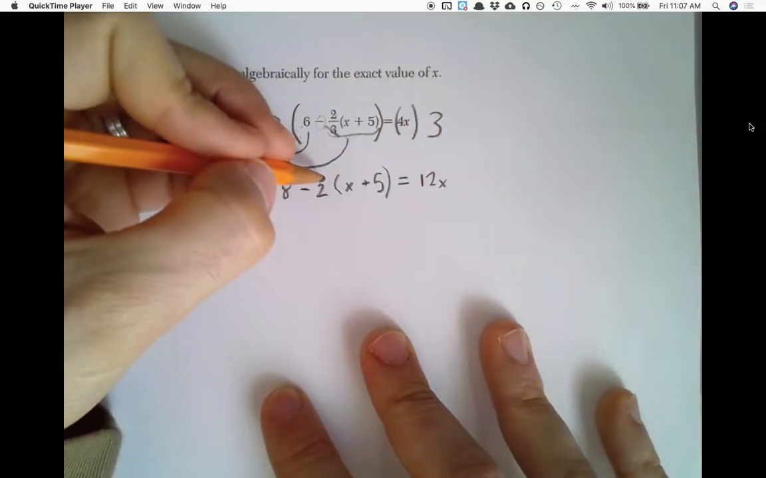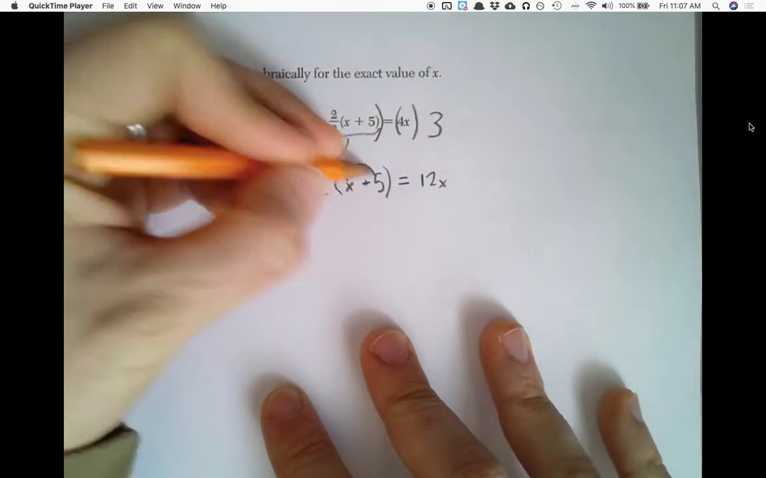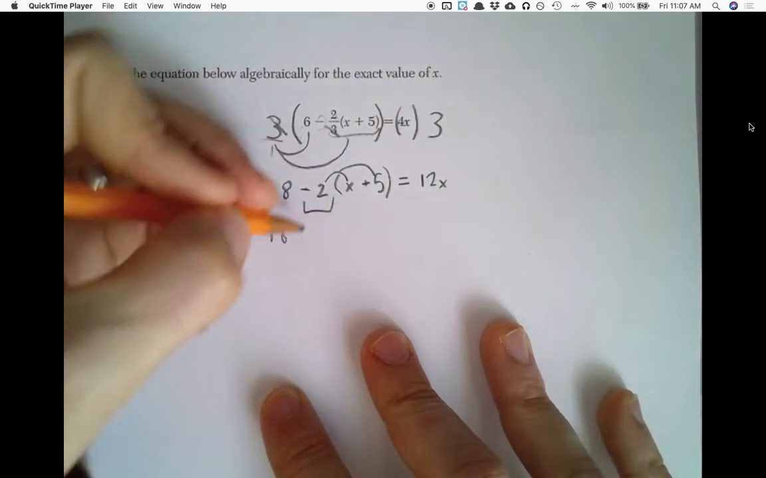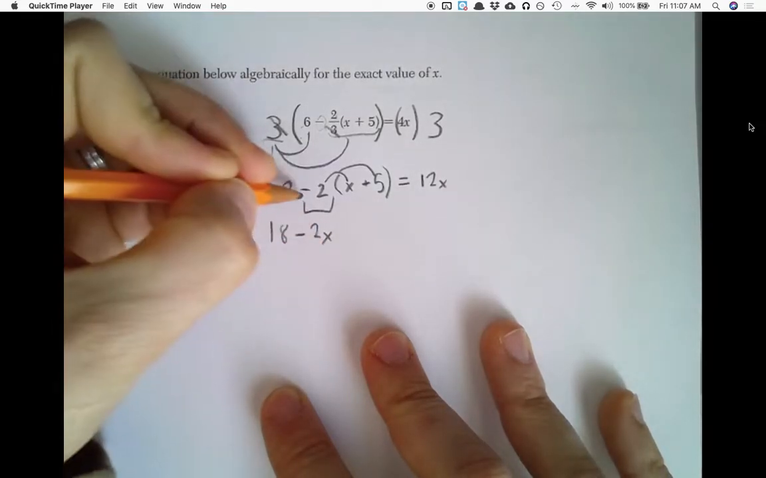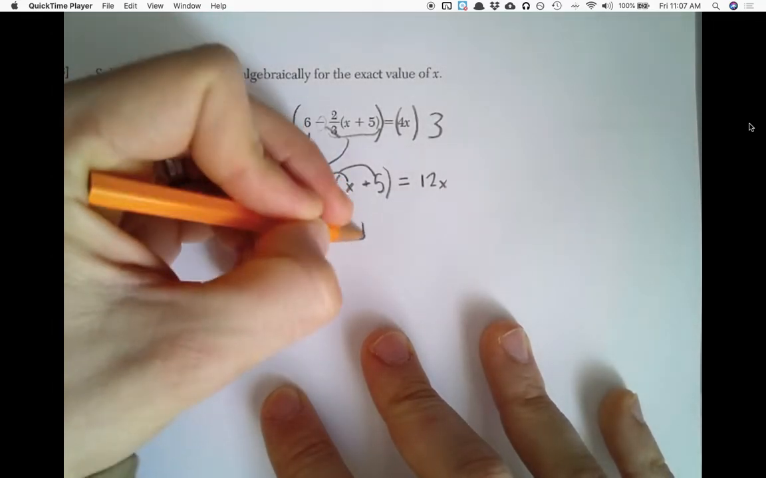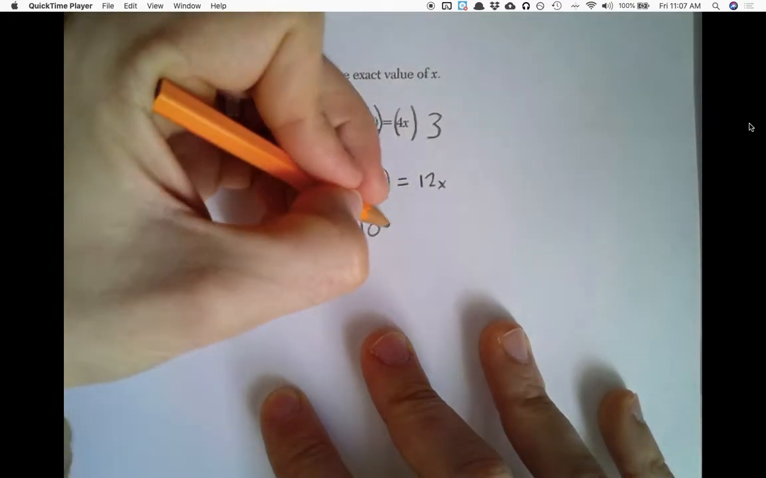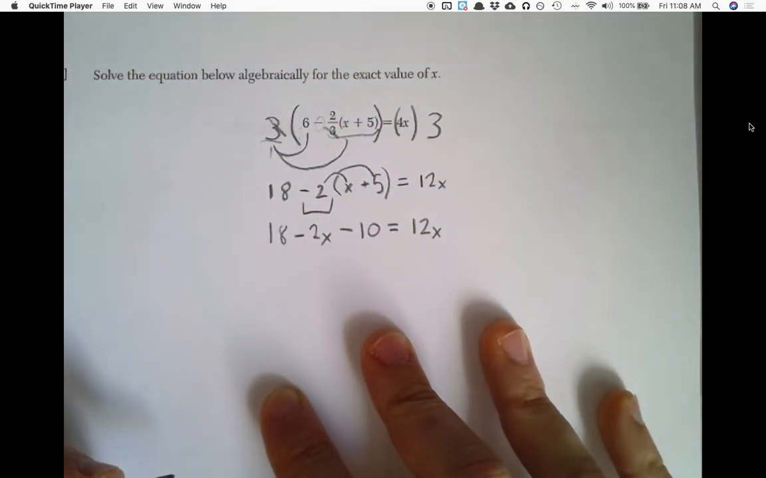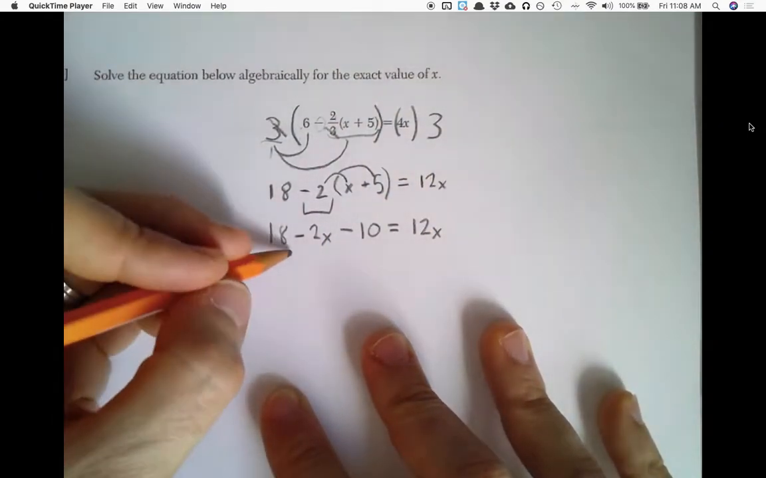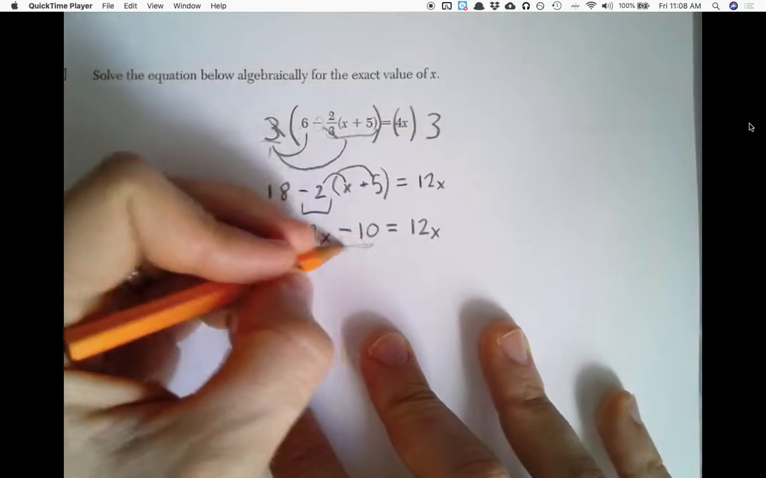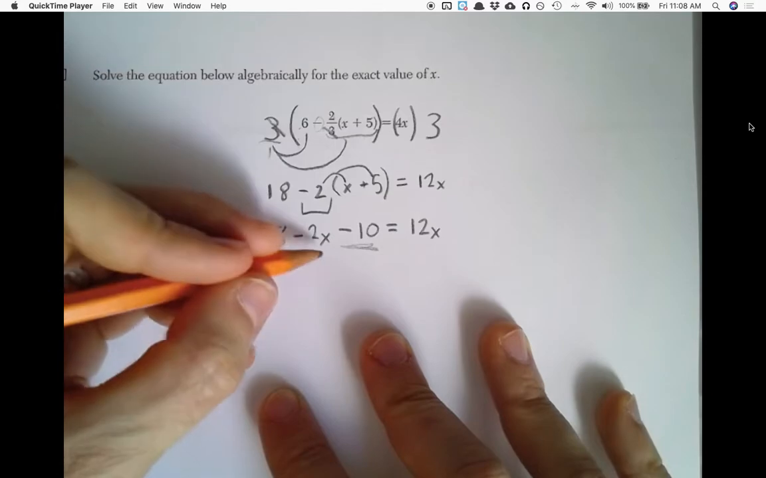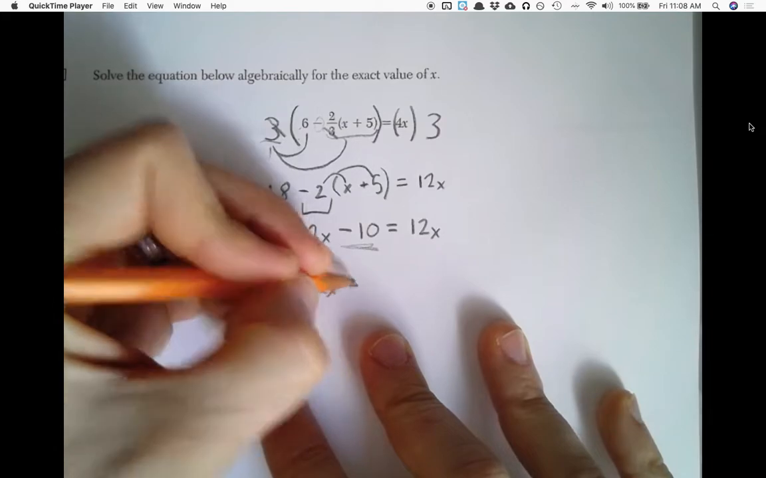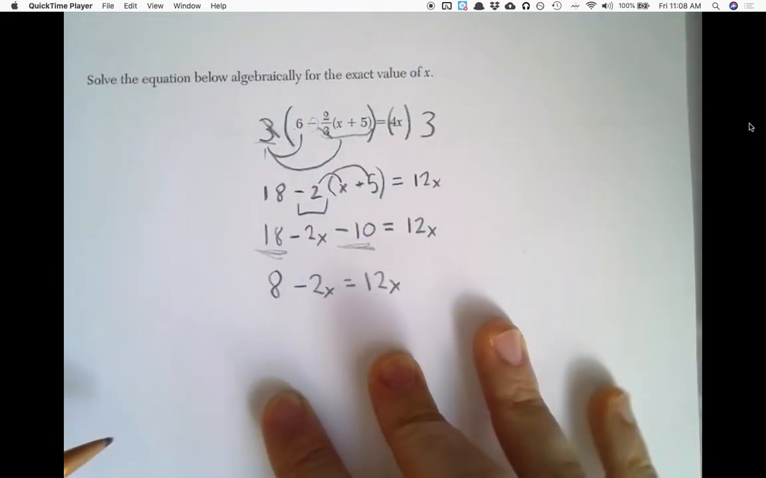12x. We'll keep going. I'm going to distribute the 2 into those parentheses. Let's distribute it as a negative 2. So I'll get 18, negative 2 times x is minus 2x, negative 2 times positive 5 is minus 10, equals 12x. Next, let's combine our like terms. I've got an 18 on the left side and a negative 10 on the left side. Those will combine to be 18 minus 10, which is 8. Keep the minus 2x over here, equals 12x.